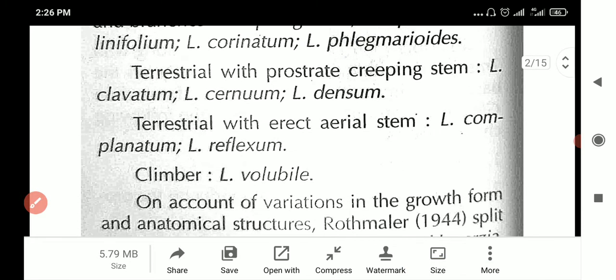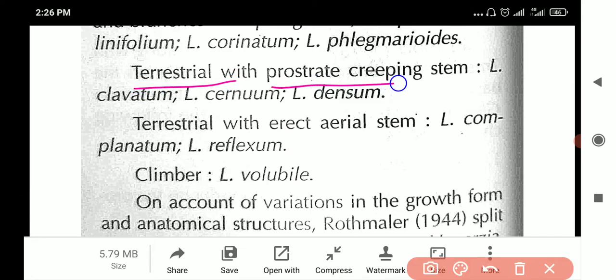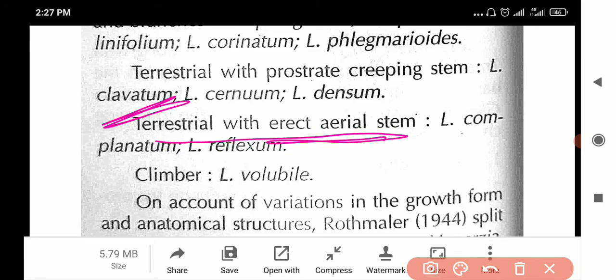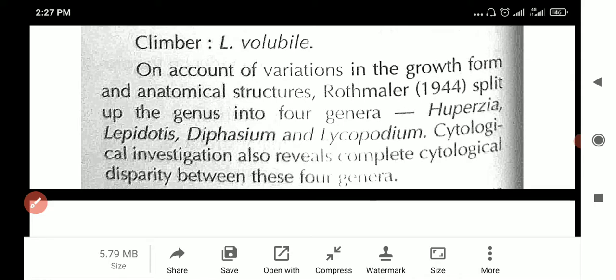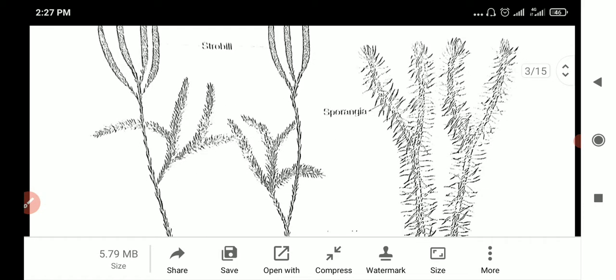Then the terrestrial ones are found on the ground with a prostrate creeping stem, growing like a snake, like grass. For those you can remember clavatum. Then the terrestrial with an erect stem, you can remember reflexum. Then you have some climbers, which is volubile. I think it's enough for you to remember one example from each.